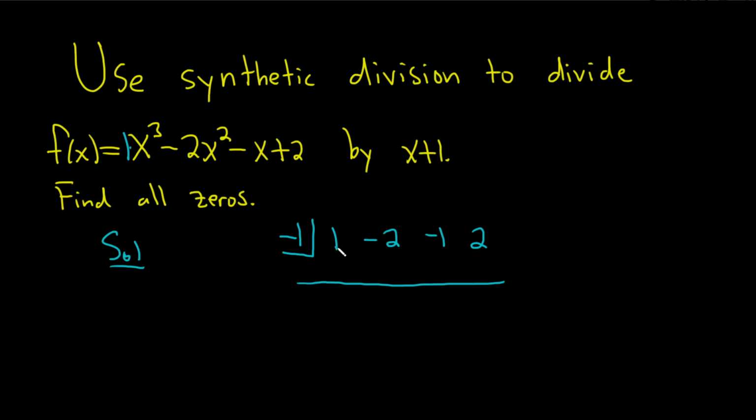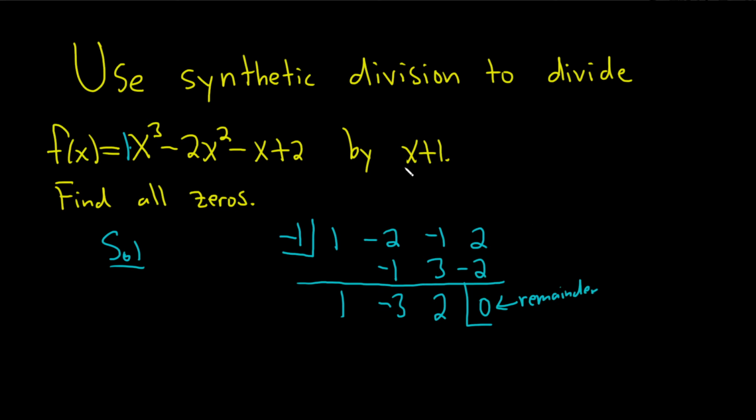So you take this number and you bring it down. That's the first step. Just always bring that one down. And then you multiply. 1 times negative 1 is negative 1. Then you add and you get negative 3. Negative 3 times negative 1 is 3. You add here and you get 2. 2 times negative 1 is negative 2. You add here and you get 0. So this is the remainder.